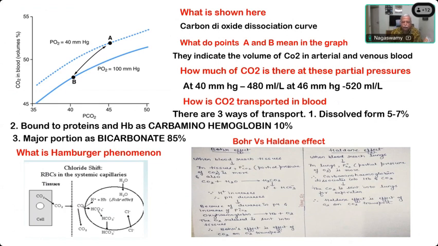Okay? So the main point you have to remember is Bohr is at the tissue level, Haldane is at the lung level. In Bohr effect, it facilitates oxygen delivery to the tissues by releasing the carbon dioxide taken up by the blood. And at the lung level in Haldane, it facilitates absorption of oxygen and release of carbon dioxide.